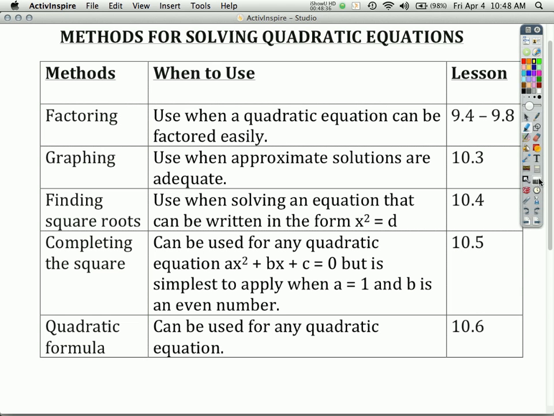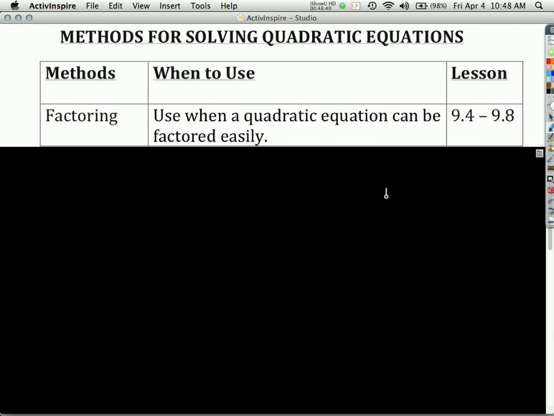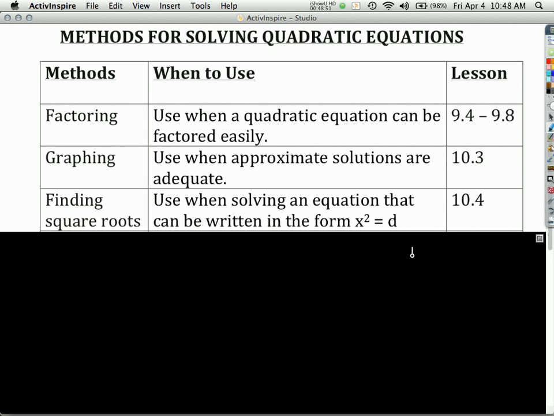So first of all, we spent a lot of time learning factoring. That was all of Chapter 9. So that's one method. Graphing is another method. You learned that at the beginning of Chapter 10. That was 10.1, 10.2, and 10.3. Finding square roots was 10.4, the last lesson. That only works when the equation is in this form.